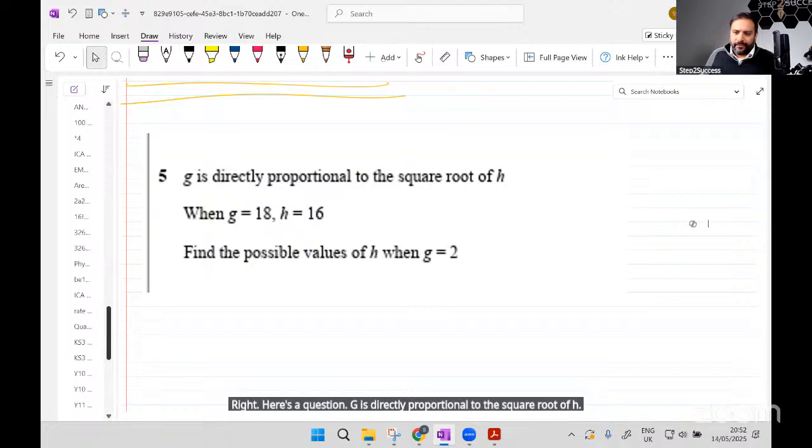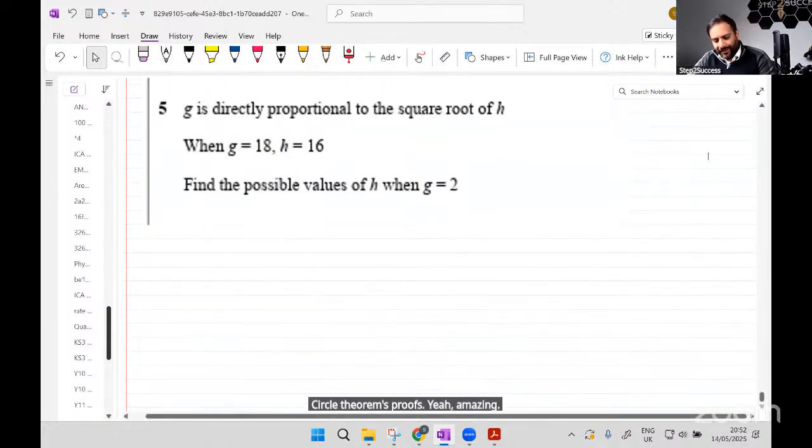Circle theorem proofs, yeah, amazing. I'll get to all of that.